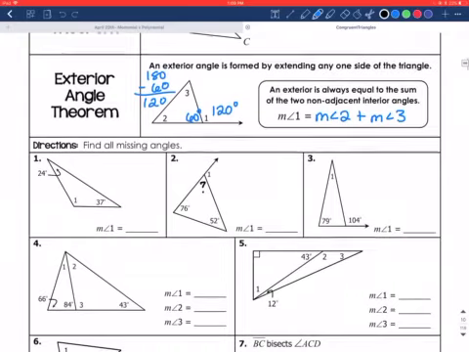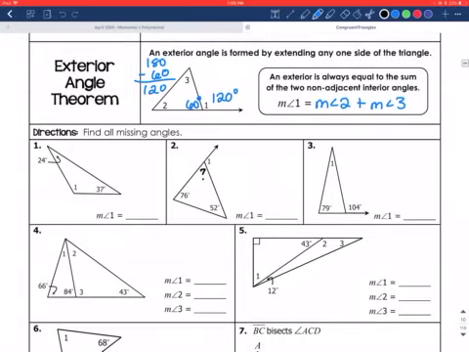All right, so for number 1, this one is just the triangle sum theorem. 24 plus 37, you'd add those together and subtract it from 180. That will give you 119 degrees.